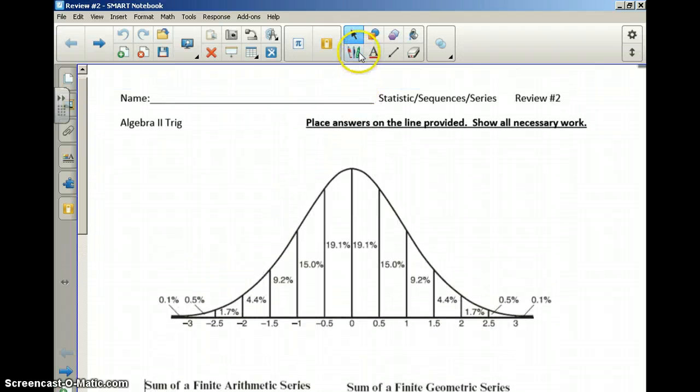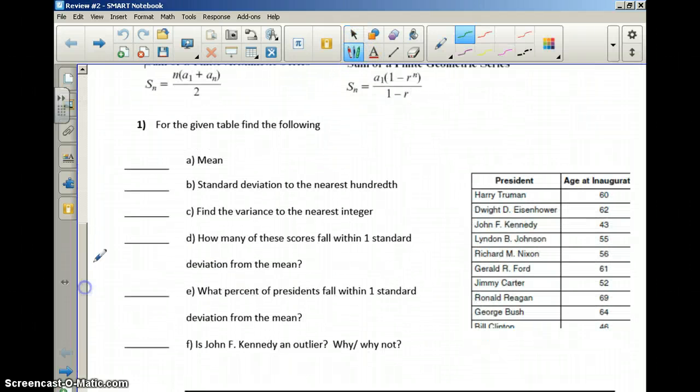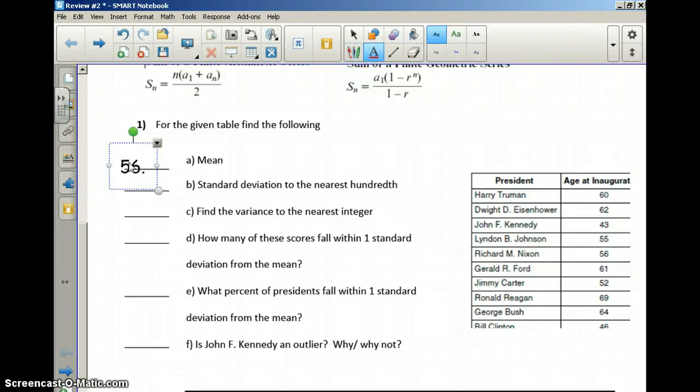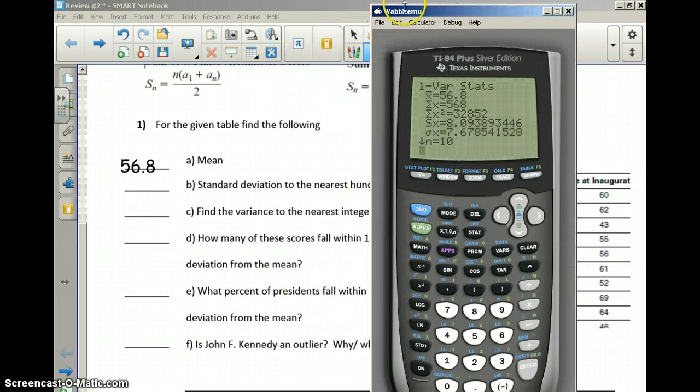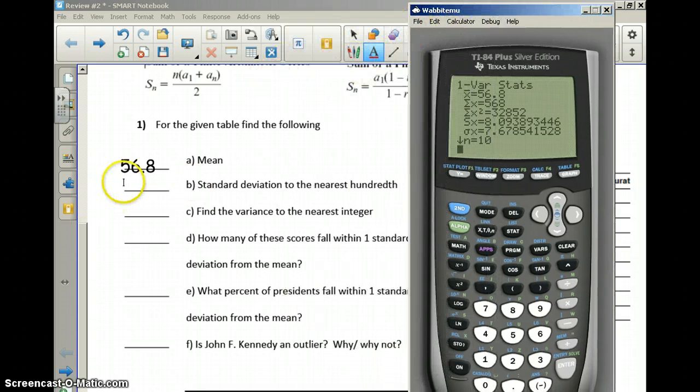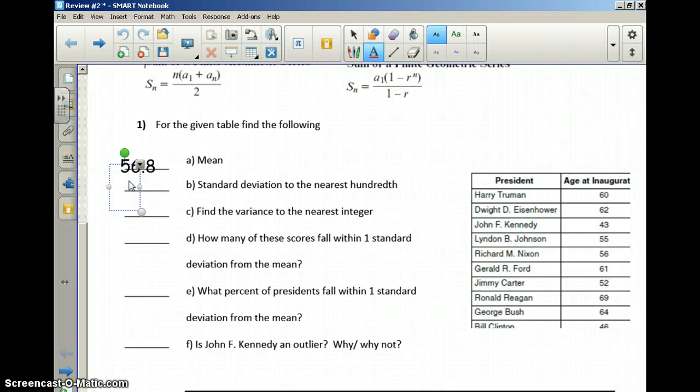So let's grab the pen and let's write that down. So 56.8 is the average. Okay, so the next thing is the standard deviation to the nearest integer. Remember, that's the sigma, and they're telling me on this one to round to the nearest hundredth. So that means that I am going to be using 7.68.